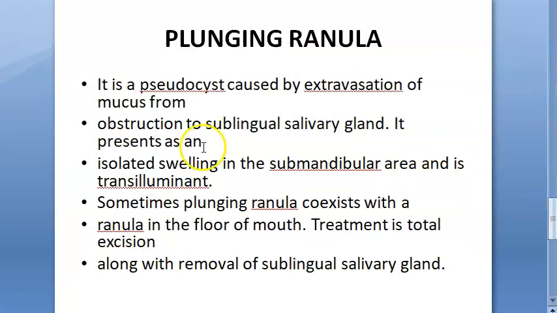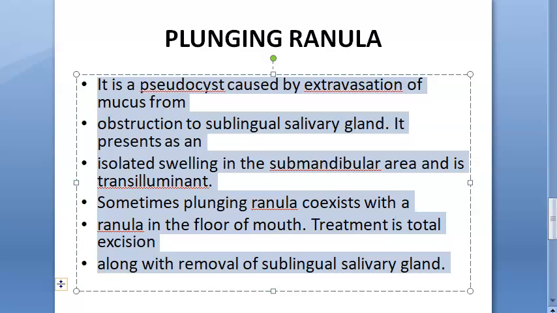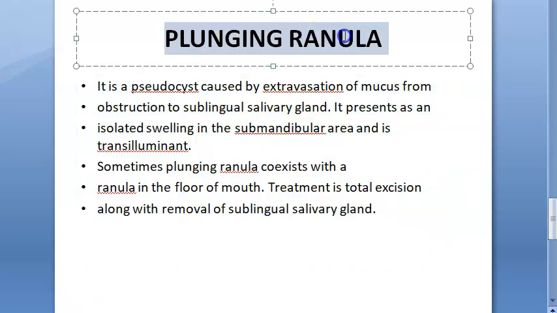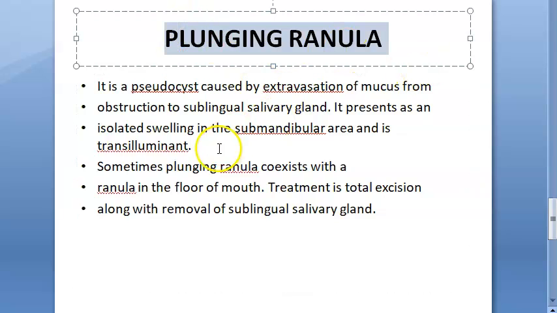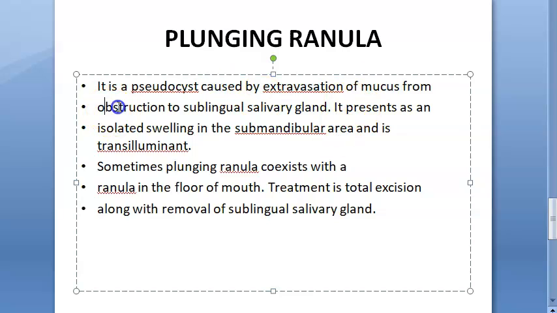Fine, where are we? Here. Now let us see plunging ranula. So basically plunging ranula, what did we see? The same ranula, when it extends down into the neck, will be called a plunging ranula. It is a pseudocyst caused by extravasation of mucus from an obstructed sublingual salivary gland. Same thing, the sublingual salivary gland is obstructed. It presents as an isolated swelling in the submandibular area. So it will be an isolated swelling. This is in the neck. Remember, in the submandibular area, you will have an isolated swelling, lateral, one side only.